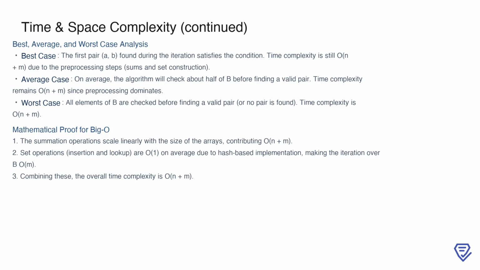In the worst case, every element in B is checked before finding a valid pair or determining no pair exists, yet the time complexity is still O(n plus m), because of the pre-processing's linear scaling. To confirm, the summation operations scale linearly with the size of the arrays, and set operations like insertion and lookup are O(1) on average, making the iteration over B O(m). These parts combine to give the final time complexity of O(n plus m).